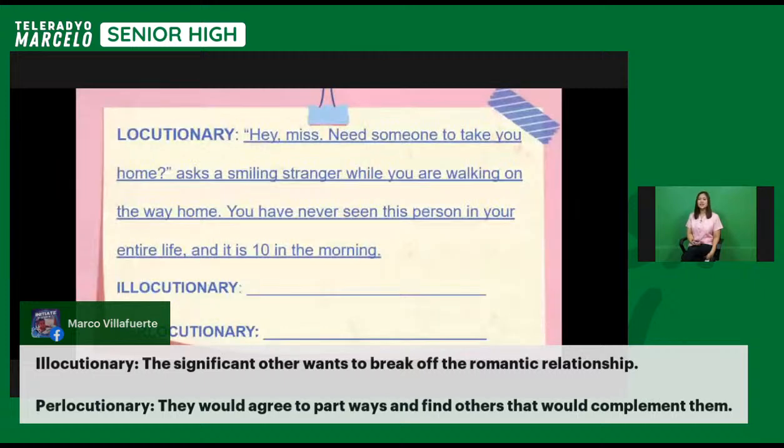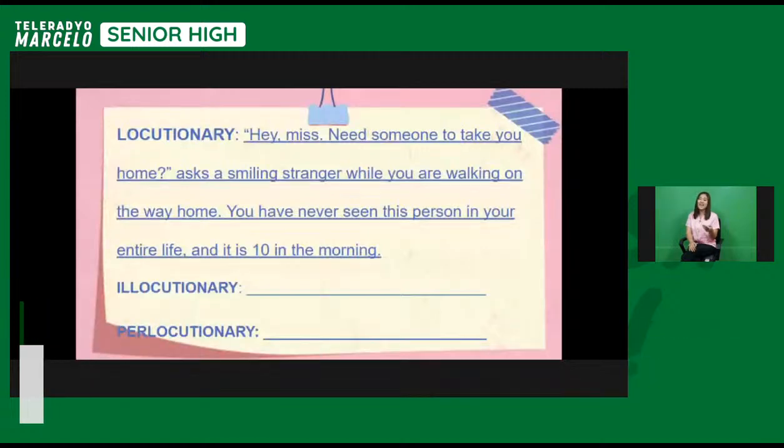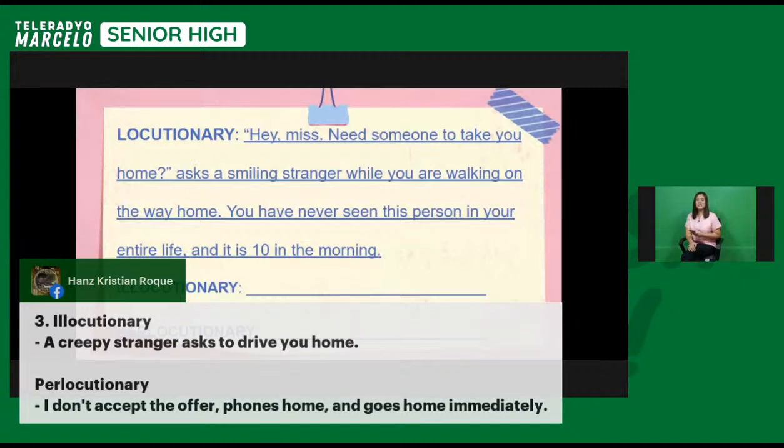What could be the answer for our third statement? "Hey, miss, need someone to take you home?" According to Marco Villafuerte, the speech act for that, actually for number 2, is the significant other wants to break off the romantic relationship, and the perlocutionary speech act is they would agree to part ways and find others that would complement them. That actually is his answer for the previous question. But what about this third question?